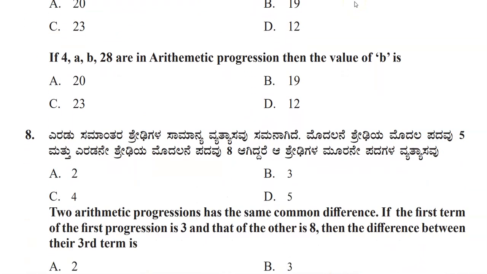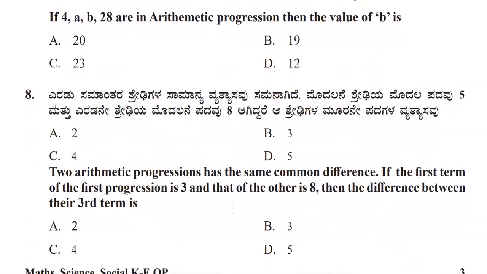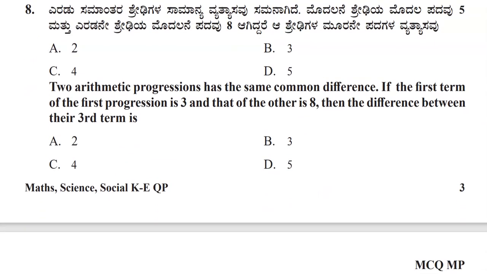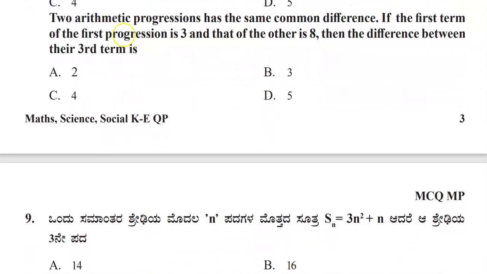Next, question number 7. If 4, a, 28 are in arithmetic progression, then the value of b is, the correct answer is option A, 20. Next, question number 8. Two arithmetic progressions have the same common difference. If the first term of the first progression is 3 and that of the other is 8, then the difference between their third terms is, the correct answer is option D, 5.